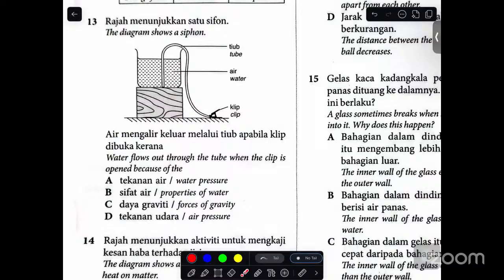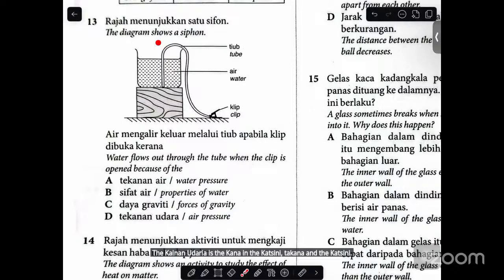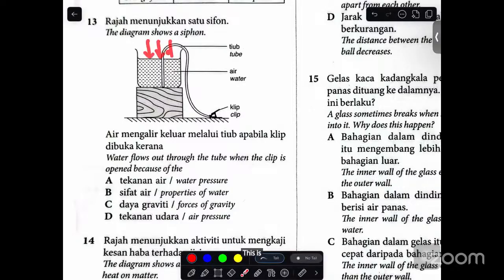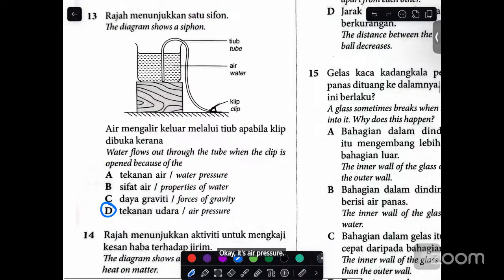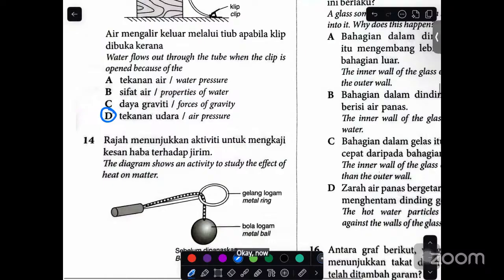Tekanan udara is tekanan dekat sini, tekanan dekat sini. Tekanan udara is dekat sini. This is your tekanan udara. So, jawapan untuk nombor 13 is tekanan udara, not water pressure. Okay, it's air pressure. Okay, now, nombor 14.